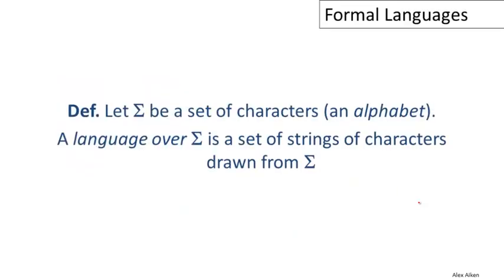So let's begin with a definition. A formal language has an alphabet, so some set of letters sigma, and then a language over that alphabet is just a set of strings of the characters drawn from the alphabet. So in the case of regular languages, we had certain ways of building up sets of strings of characters, but other kinds of languages would have different sets of strings. And in general, a formal language is just any set of strings over some alphabet.